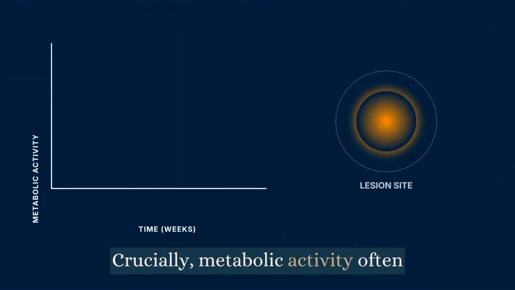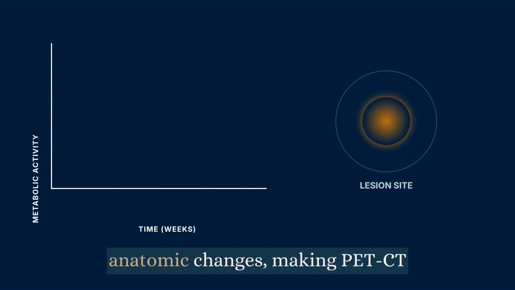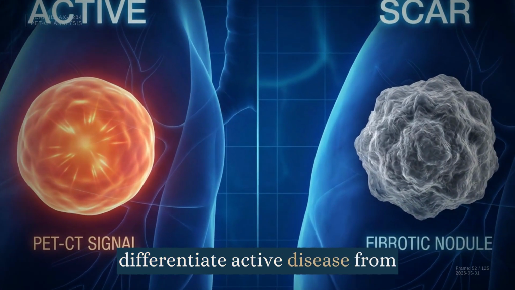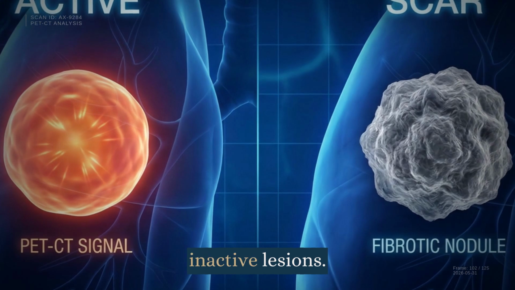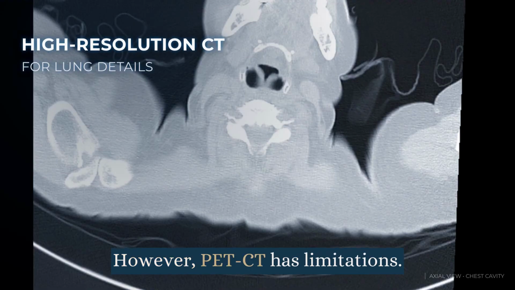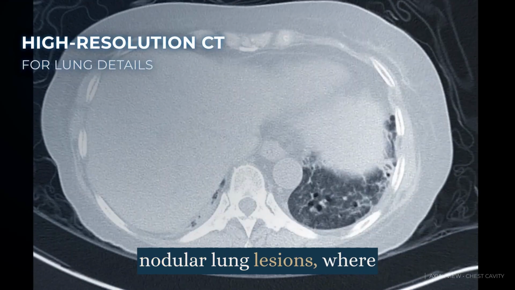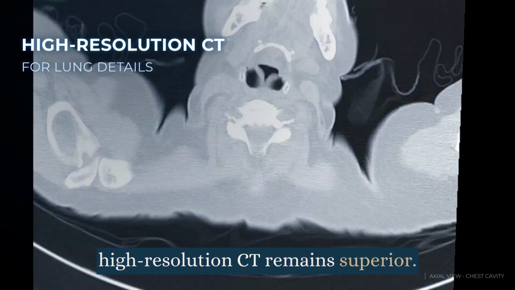Crucially, metabolic activity often decreases much earlier than anatomic changes, making PET-CT ideal for response assessment. It also helps clinicians differentiate active disease from residual scar tissue or inactive lesions. However, PET-CT has limitations. It is less sensitive for certain cystic and nodular lung lesions where high-resolution CT remains superior.